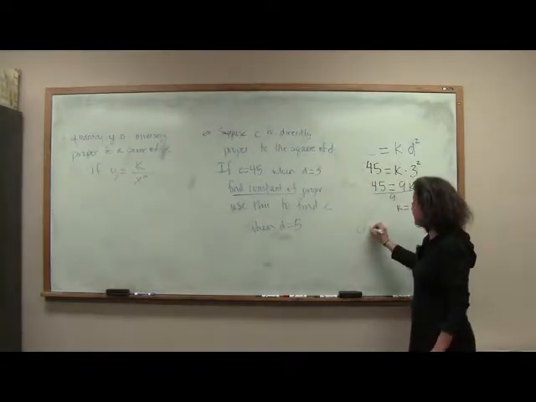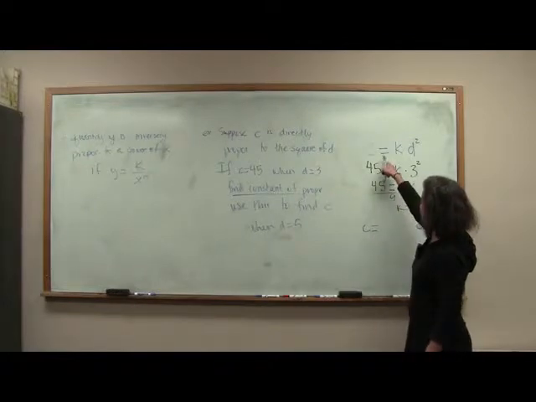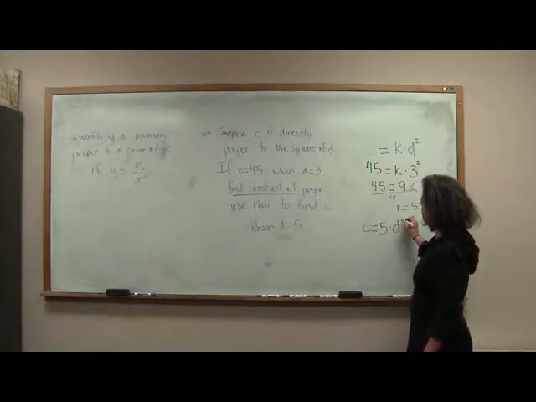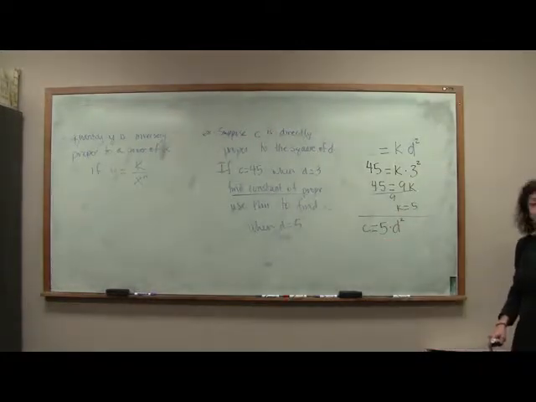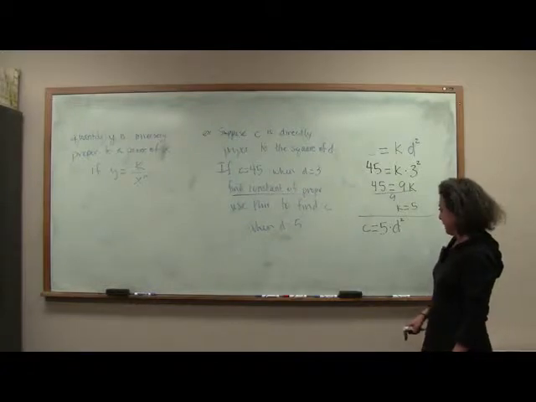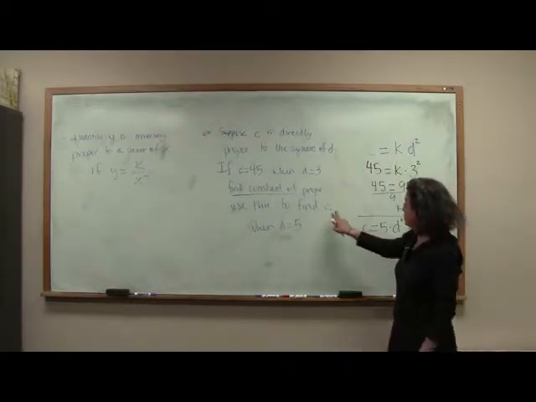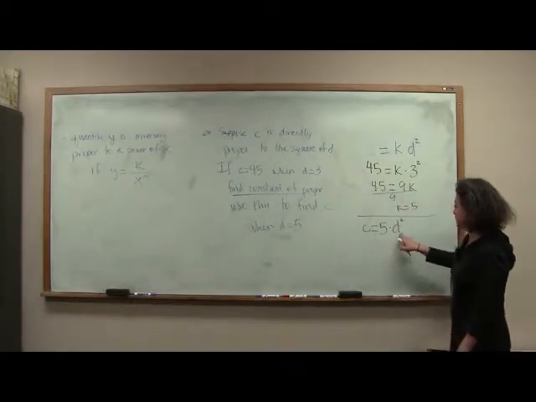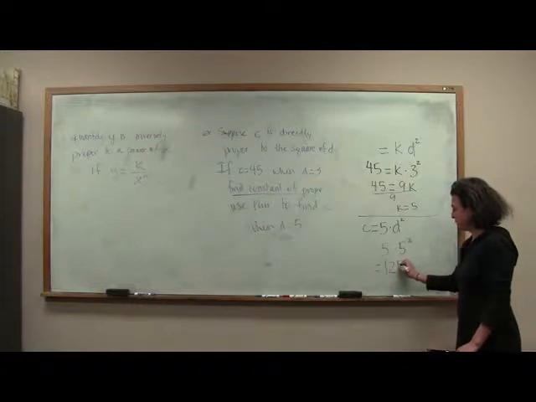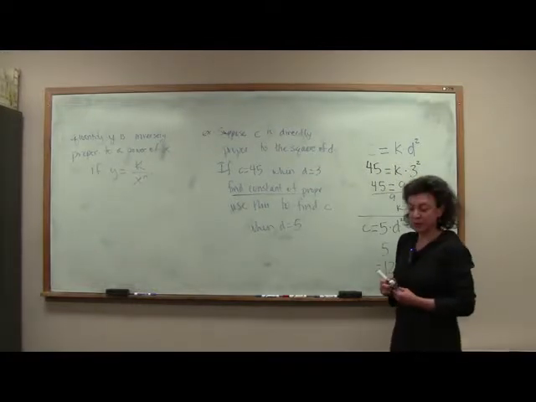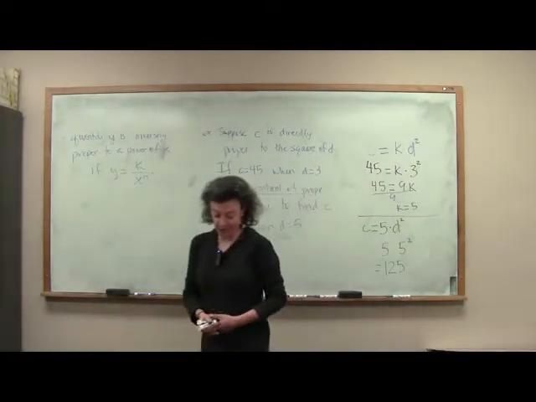So, in this problem, I can now rewrite my formula as C equals 5 times D squared because I found my value of K. Okay? Now what we want to do is find the value of C when D equals 5. Well, we can do that. 5 times 5 squared. When all is said and done, we'll get C to be 125.